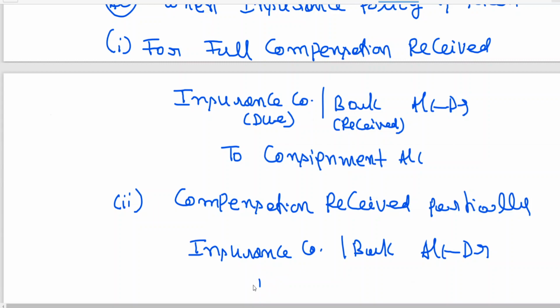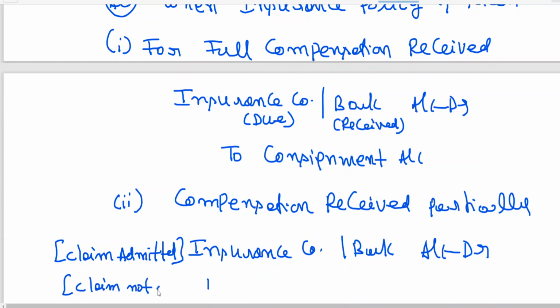And compensation, this is for claim admitted. It is called claim admitted. Claim not admitted. So 10,000 is the actual loss, but the insurance company has admitted 8,000. So this is claim admitted 8,000. Claim not admitted 2,000. This will be debited to which account?